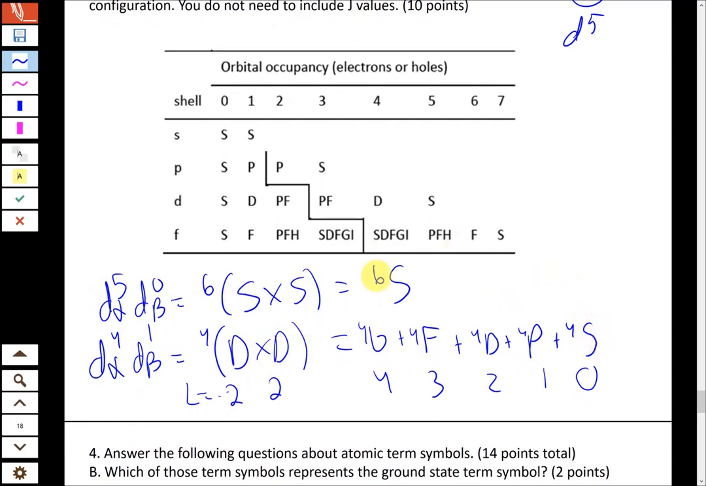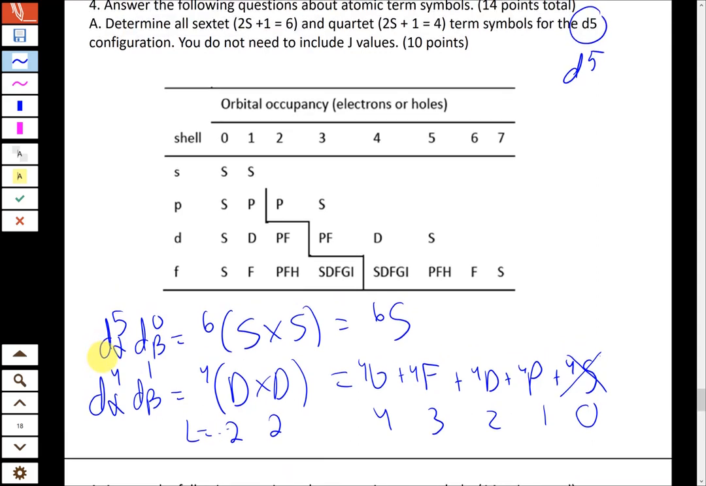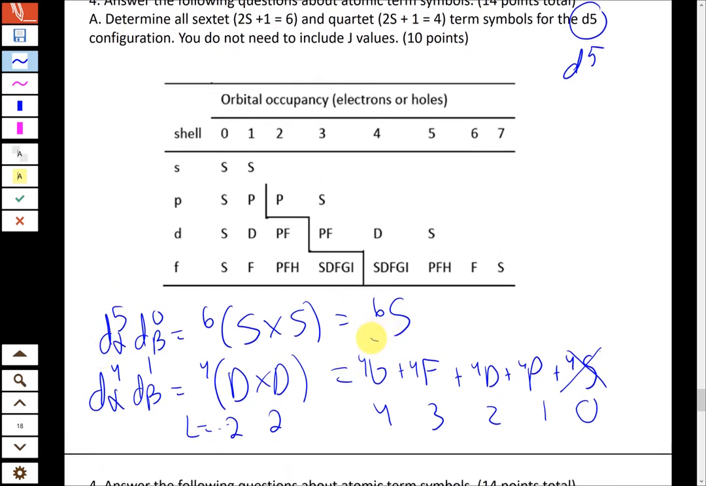But remember, in the lower spin set, we have to remove those that are duplicated in the high spin. So we got a sextet S from our high spin configuration. That means this is a duplicate term that we have to get rid of. So that leaves us with the following 5 terms: a sextet S, and then a quartet G, F, D, and P. Those are the 5 that you should have gotten.